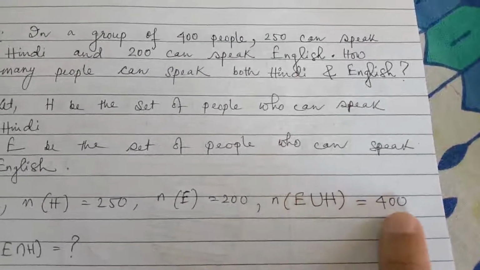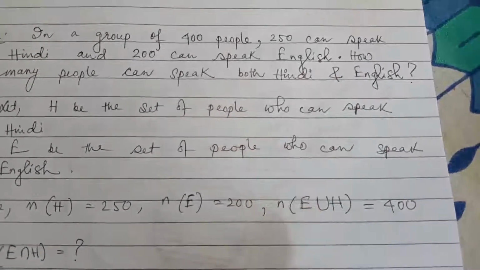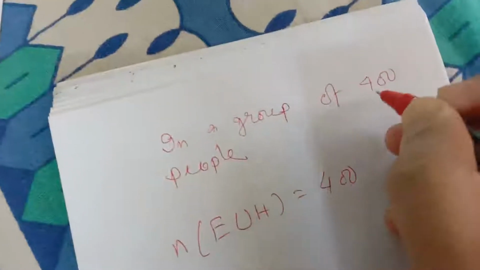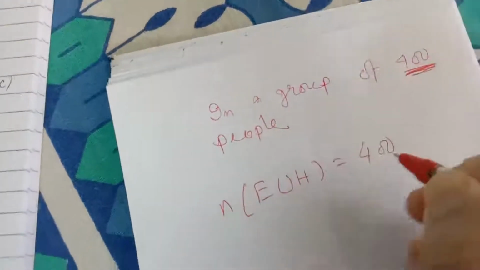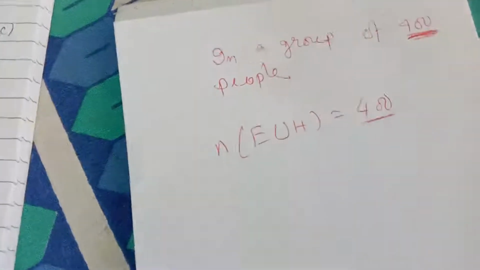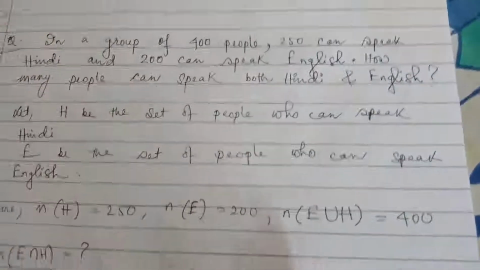E union H equal to 400 means all the 400 people can speak English or Hindi, but this is not mentioned. It should be mentioned in the question.